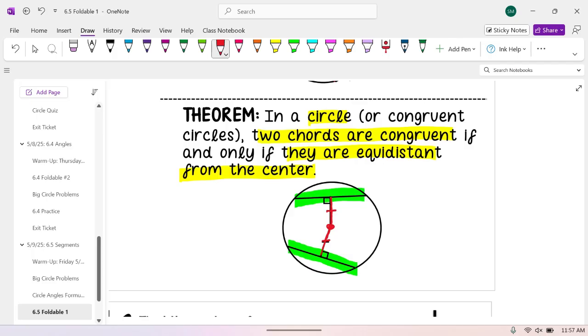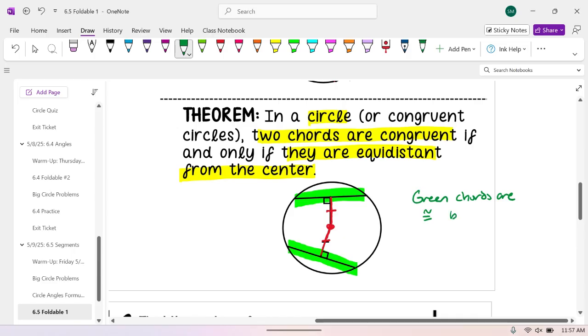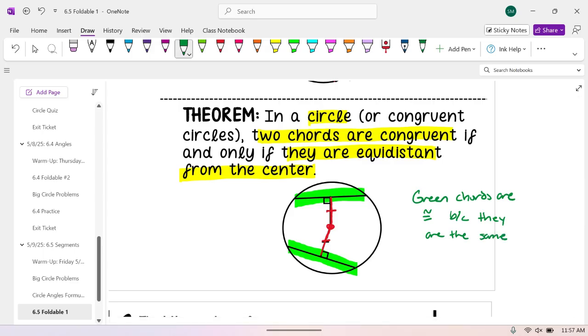Now, more often than not, whenever this happens, so again, this means that the green chords are congruent because they are the same distance from the center.